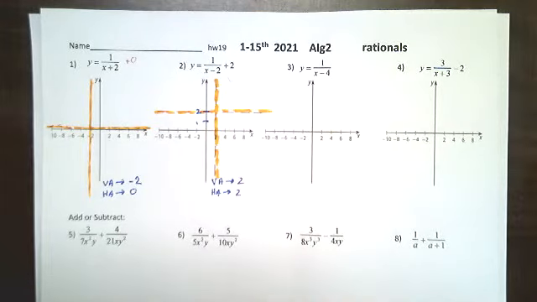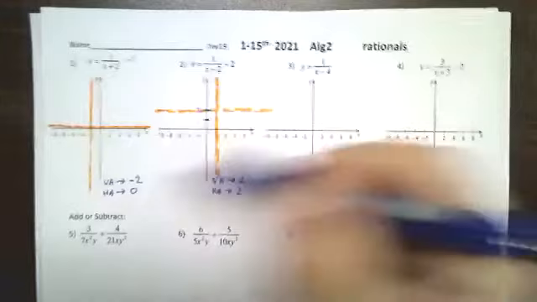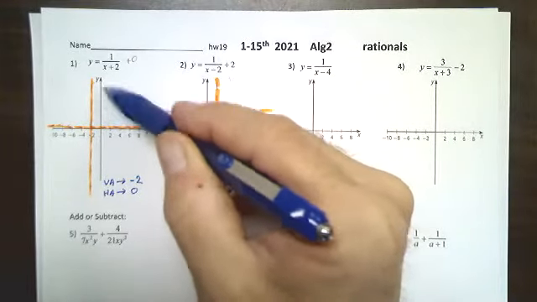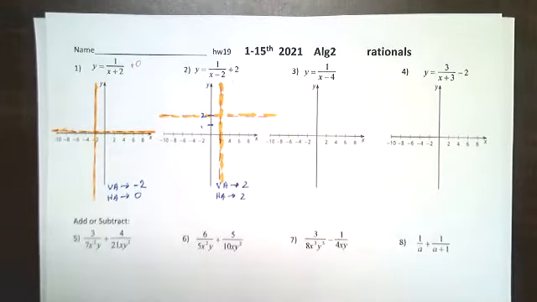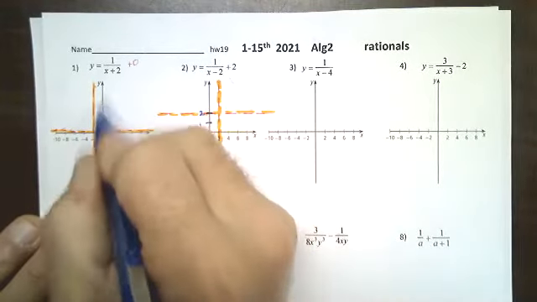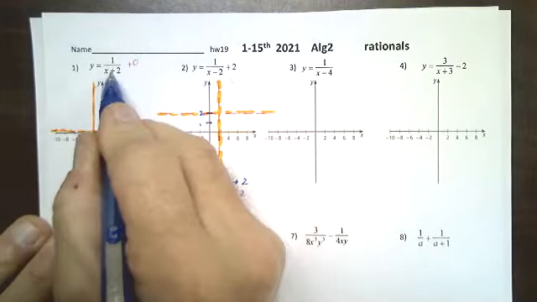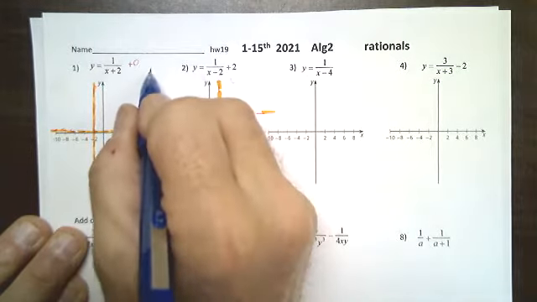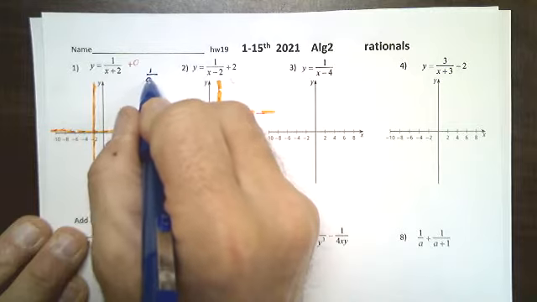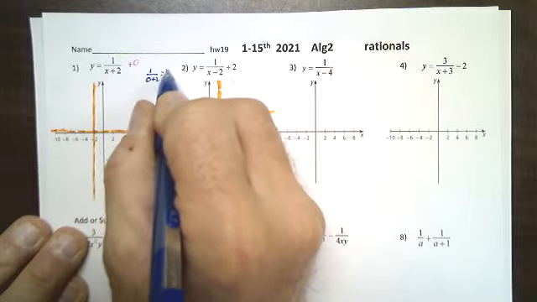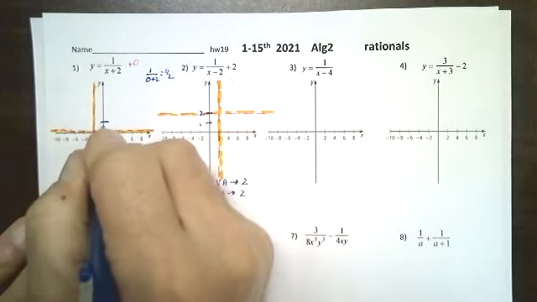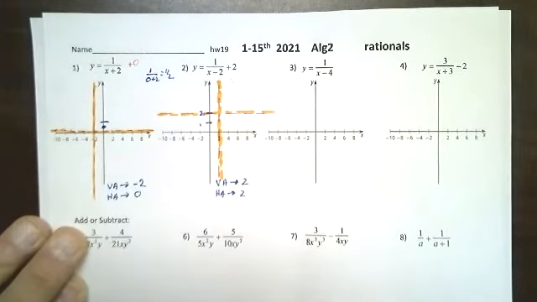Now, really, just find a value on the y-axis. Okay, so find a value. So plug in 0. X is 0. 1 divided by 0 plus 2 is 1/2. So that means there's a point right there.